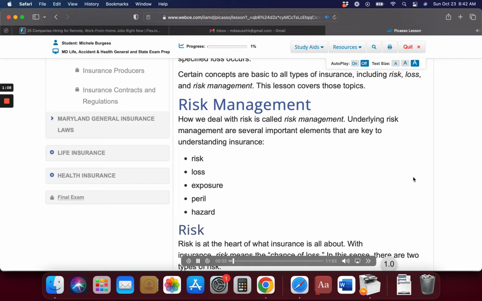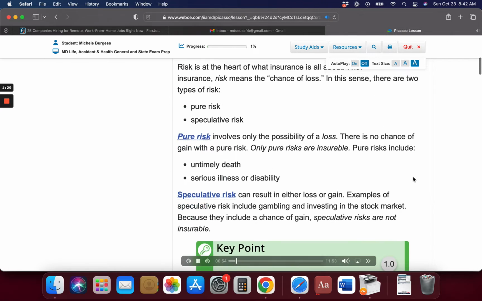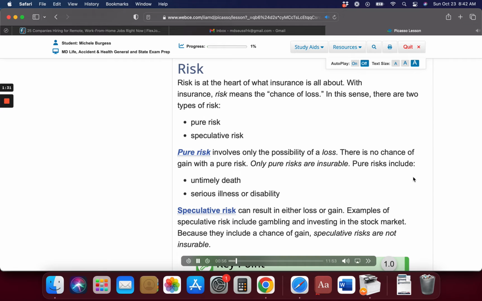Risk management. How we deal with risk is called risk management. Underlying risk management are several important elements that are key to understanding insurance: risk, loss, exposure, peril, hazard. Risk. Risk is at the heart of what insurance is all about. With insurance, risk means the chance of loss. In this sense, there are two types of risk.